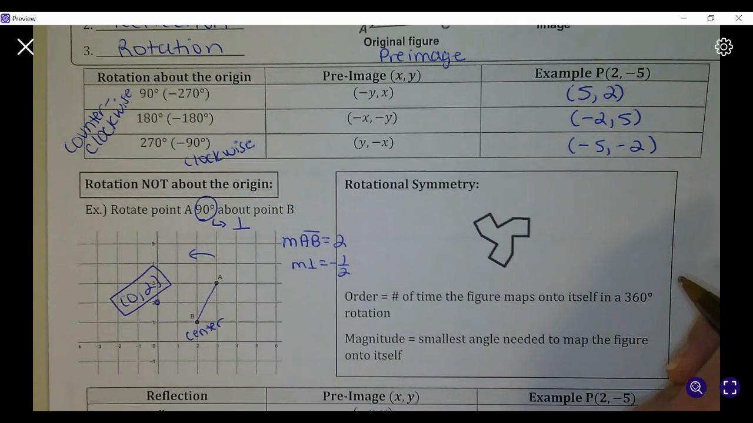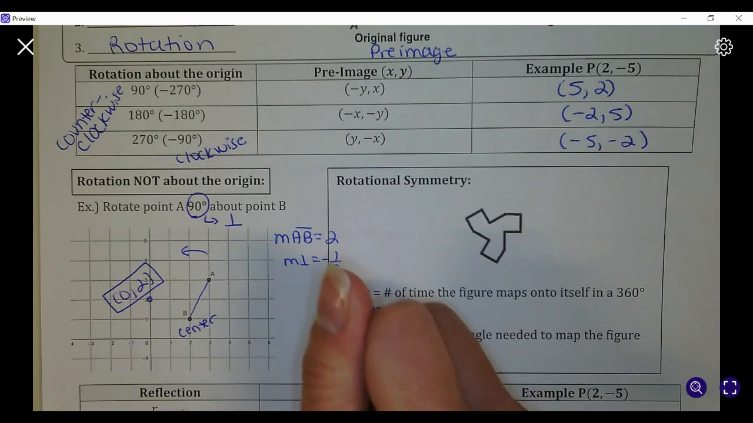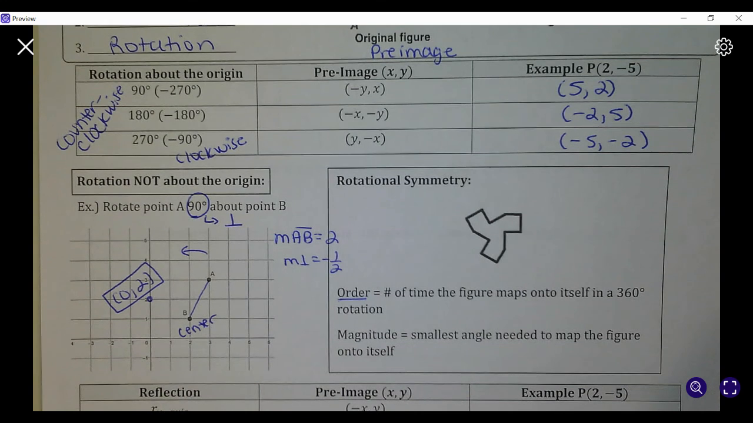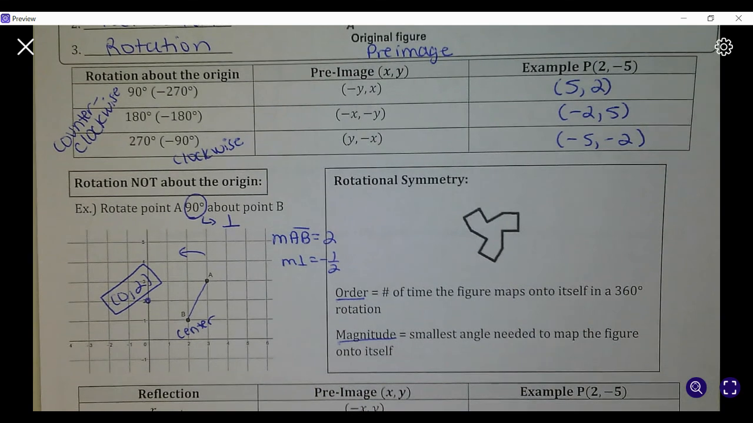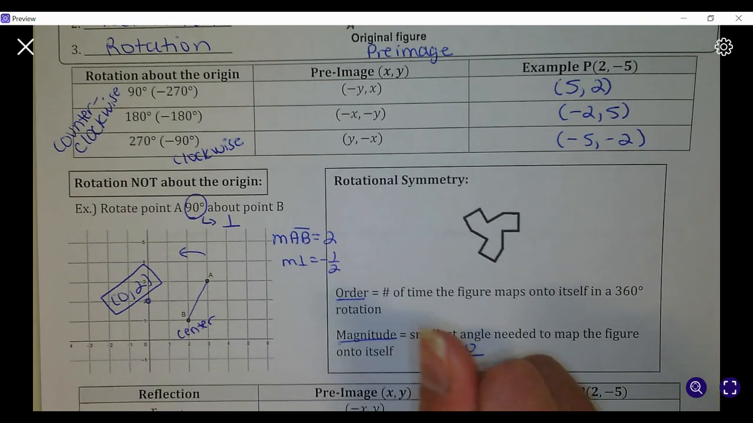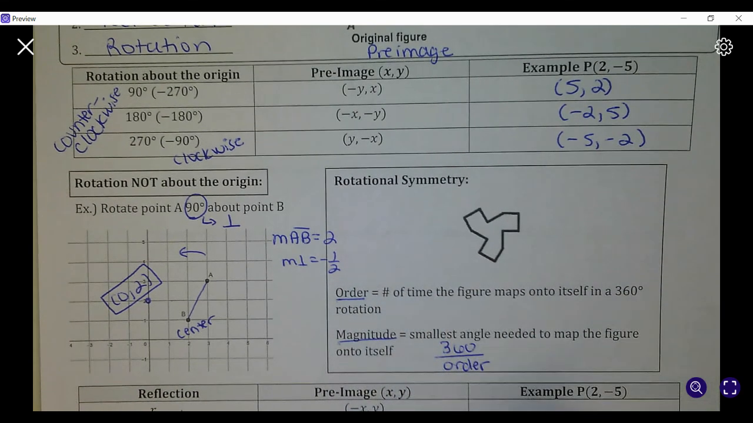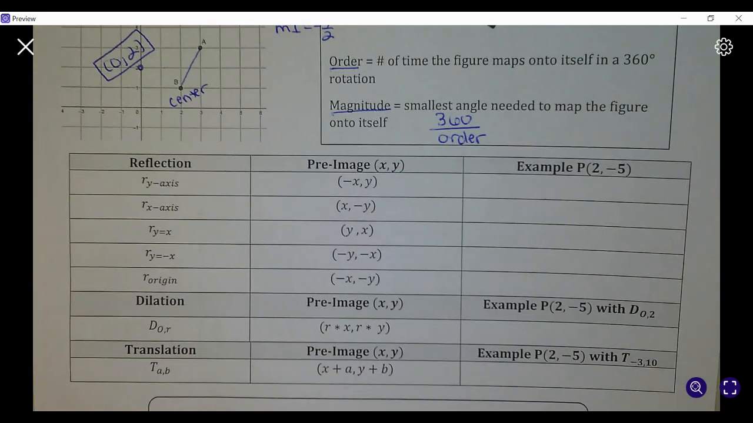For rotational symmetry, if a shape has rotational symmetry, the order is the number of times the figure will map onto itself in a 360-degree rotation, and magnitude is always the smallest angle that is needed to map the figure onto itself. And we calculate magnitude by doing 360 divided by the order. Now the rules down here for reflection, dilation, and translation.